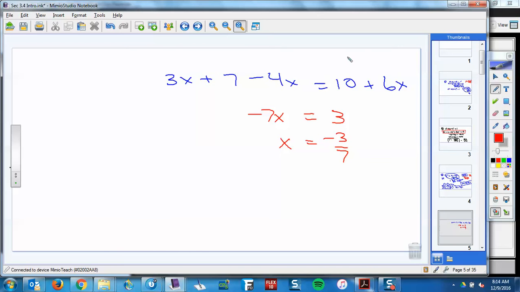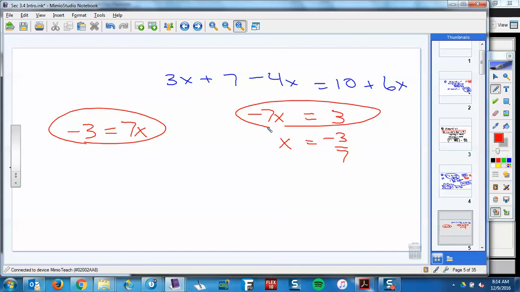Okay, another person might say, I'm going to move the x's over here. So then you'd have 6, you'd add 4, it'd be 10. You take away 3, you're going to get 7x over here. And then here you got 7, take away 10 is -3. Do you see how you just get opposites, right?